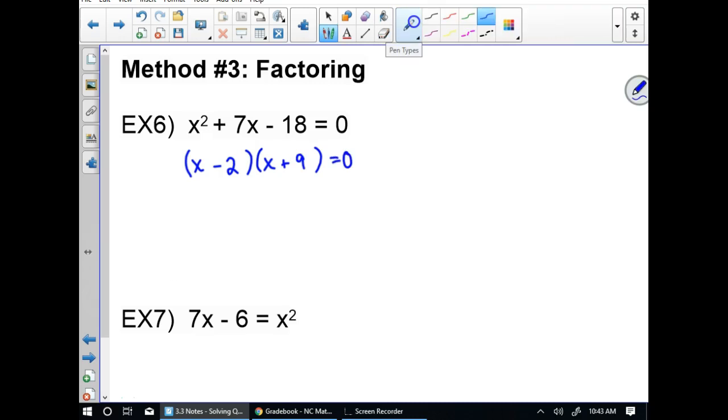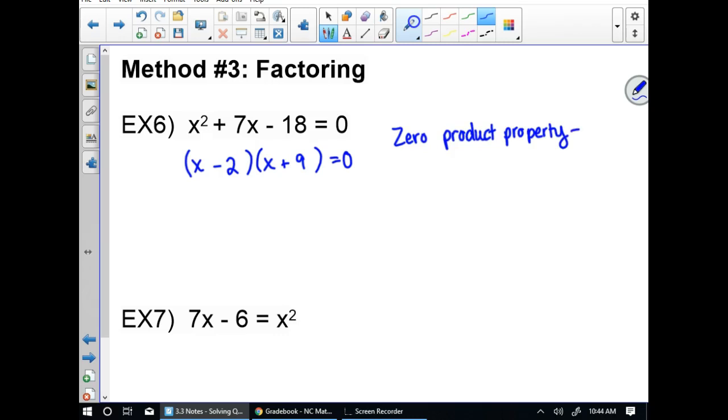Now, whenever you do this, we were just factoring earlier, so we didn't have an equation. We didn't have an equal 0. Right now, we're not done, okay? Negative 2 and 9 are not our answers, because if we plug in negative 2 and 9, they do not give us 0, okay? What we're going to do right now is use what's called the zero product property.